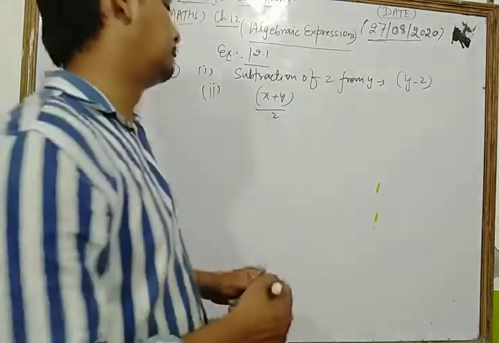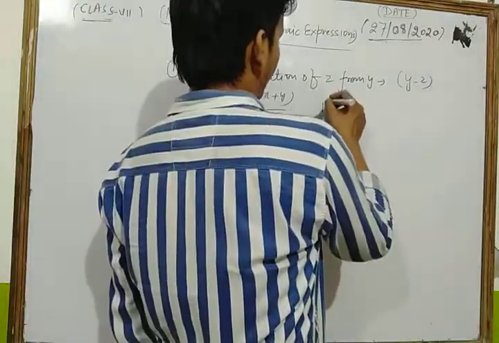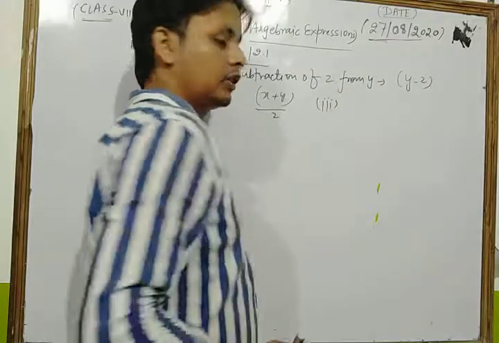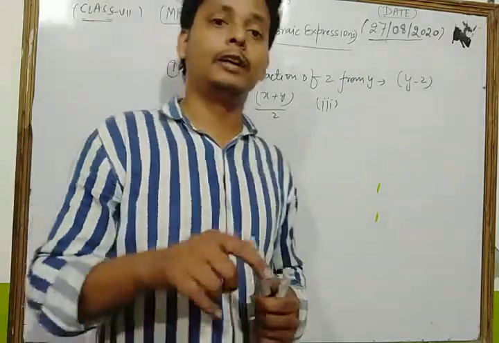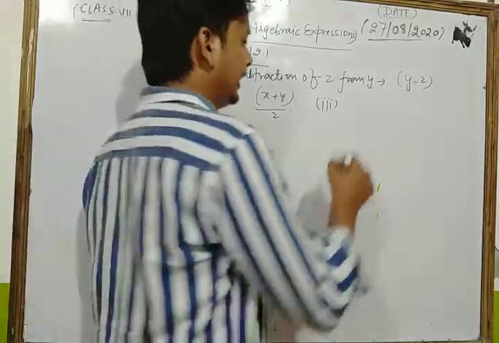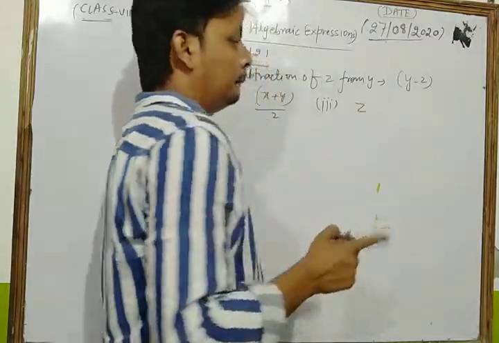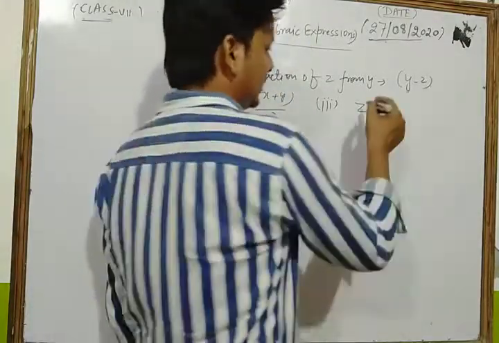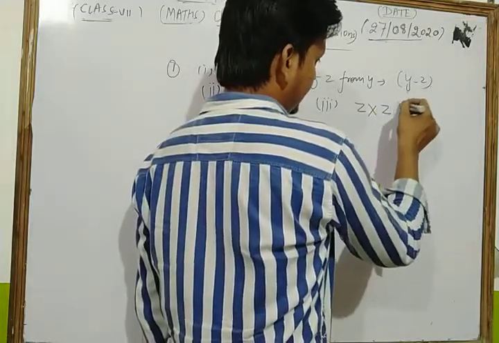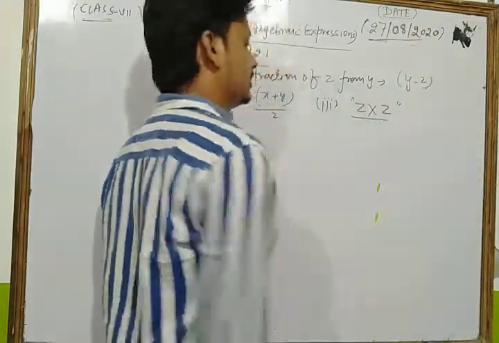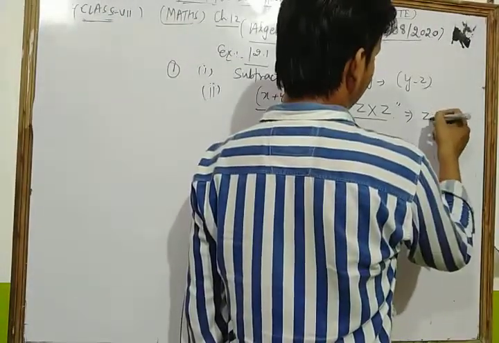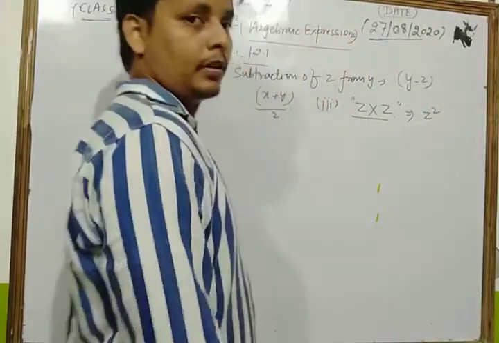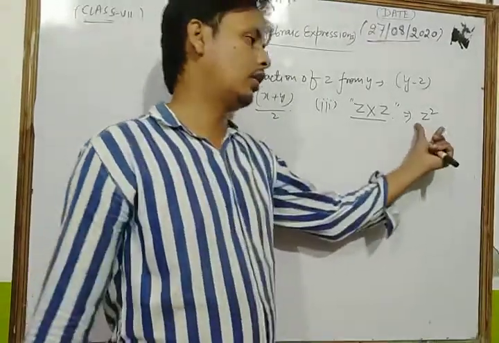Now we take and solve the third part of this question: the number z multiplied by itself. Dear student, any number z multiplied by itself means z multiplied by z. This is the concept of that statement. We also write this as z square, because we know the law of exponents.